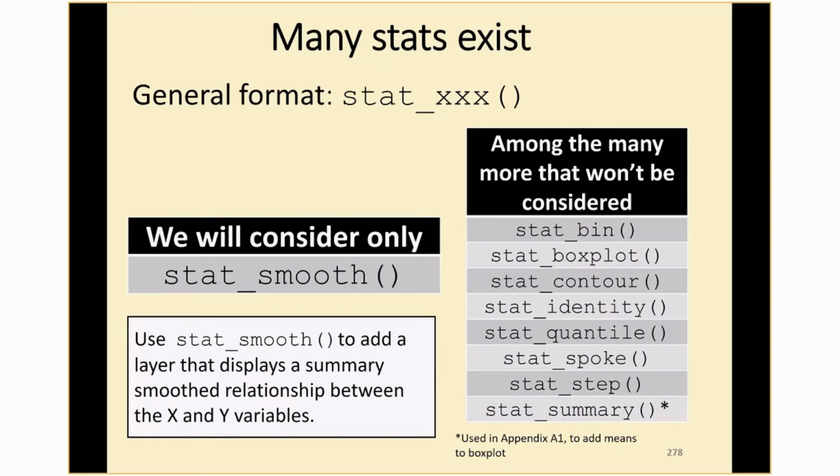So the general format for stats is the word stat, underscore, and then something there. The only stat that we're going to consider is stat smooth. These are a whole bunch of stats that we're not going to consider. The only exception to that is if you go to Appendix A1, you can see stat summary, and that's the stat that you'll want to use if you're going to make a box plot and you want to add the mean to it. Because you remember, by default, box plots only show the median and not the mean.